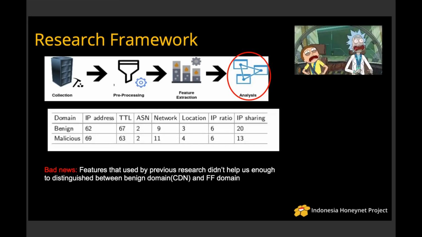Okay, we start by addressing the bad news first. The bad news is that the features used in the previous research, in our testing, didn't help us enough to distinguish between those two domains. As you can see from the table above, there are no significant differences between these two domains. So we tried to do k-means clustering, and it was a mess. It was chaotic. Some benign domains went to the malicious cluster, and malicious domains went to the benign cluster. So it was mixed up. So we need to find another alternative to sort this mess.